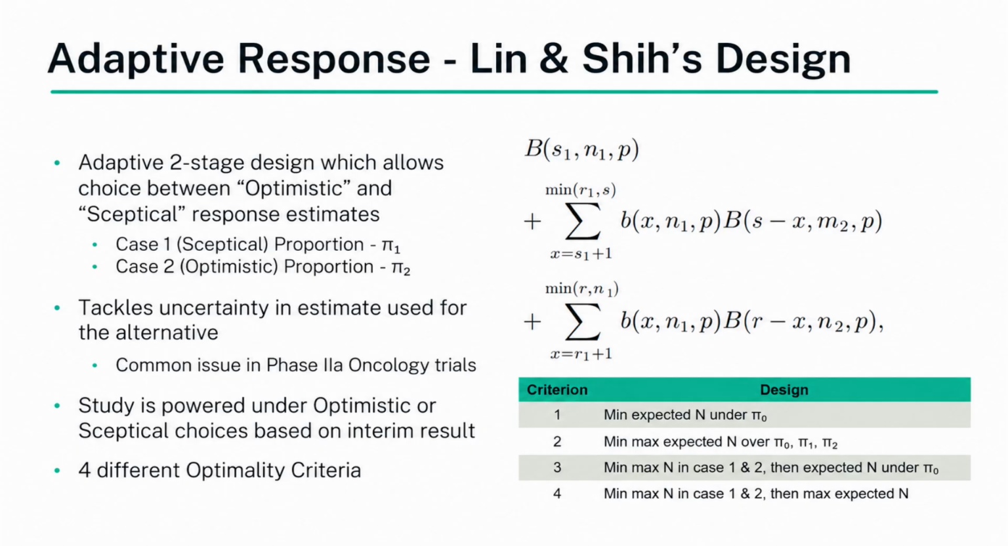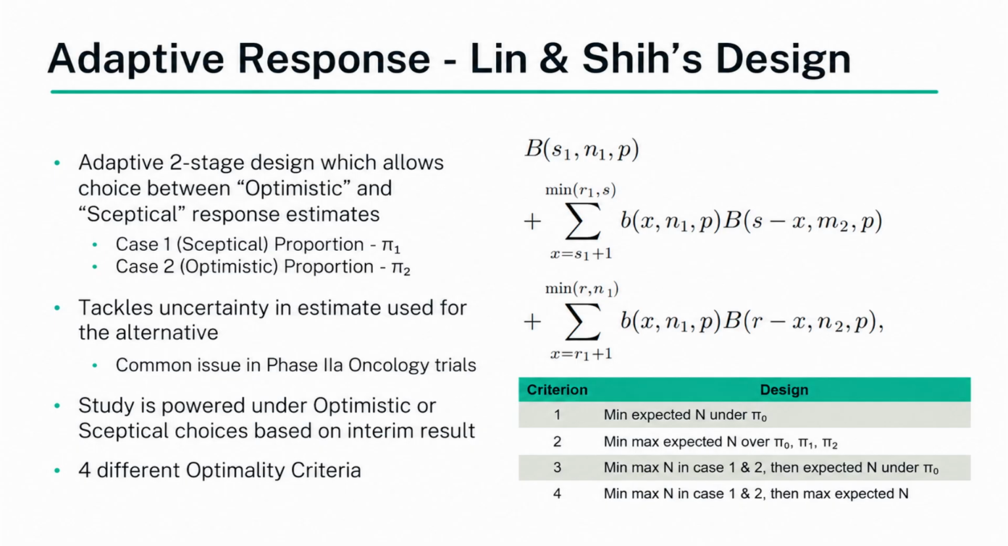Where obviously, if the number of responses at the interim look is below a certain cutoff, then the trial will be stopped for futility, similar to Simon's design. Except that if that number of responses is between that cutoff and another higher value, then the study is powered under the pessimistic estimate for the response. And then if it is above this higher cutoff value, the more optimistic estimate is used.